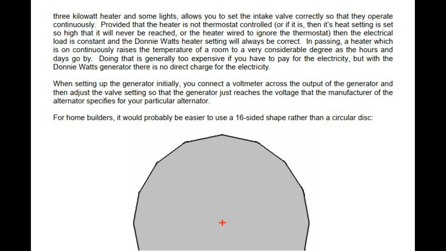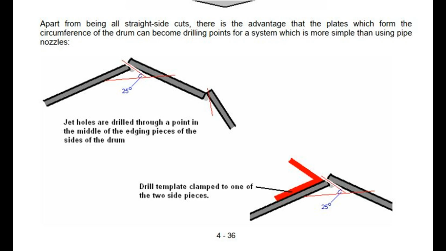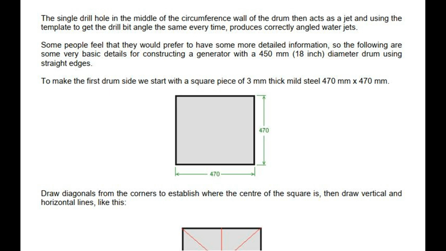For home builders, it would probably be easier to use a 16-sided shape rather than a circular disc. Apart from being all straight side cuts, there is the advantage that the plates which form the circumference of the drum can become drilling points for a system which is more simple than using pipe nozzles. The single drill hole in the middle of the circumference wall of the drum then acts as a jet, and using the template to get the drill bit angle the same every time, produces correctly angled water jets.